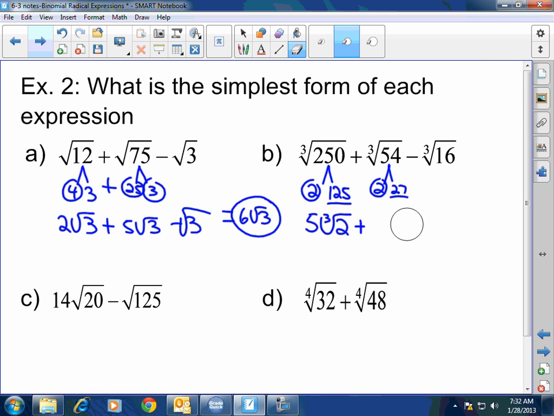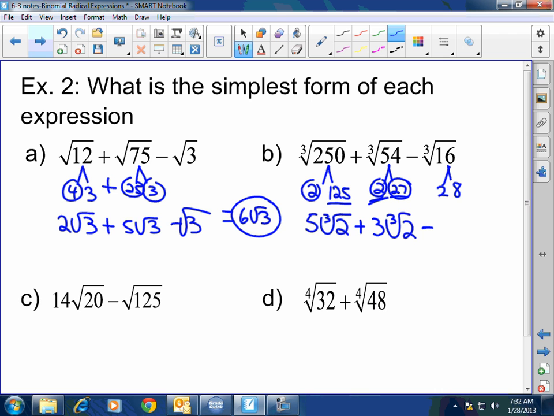Oh my goodness, I'm sorry. I'm messing up here. This is 3, because the cube root of 27 is 3, times the cube root of 2, because that's my leftover. Sorry about that, guys. Minus, let's break this down to 2 times 8.